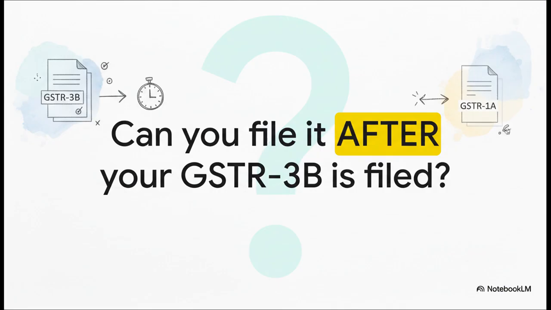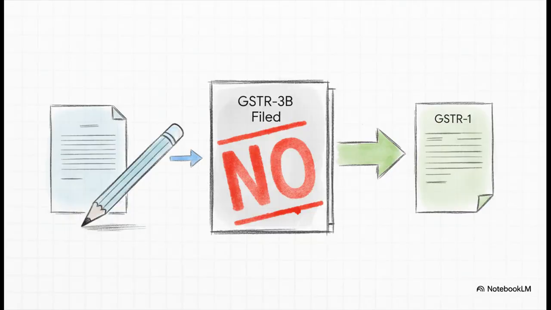Okay, let's kick things off with the most basic timing question. You've just filed your GSTR-3B, you're all done, and then you spot the error. Can you go back and use GSTR-1A to fix it? The answer to that is a hard no. The whole point of the form is to fix things before your final summary return. Once GSTR-3B is filed, that gate is shut and locked. Any corrections after that have to be done in a future GSTR-1.